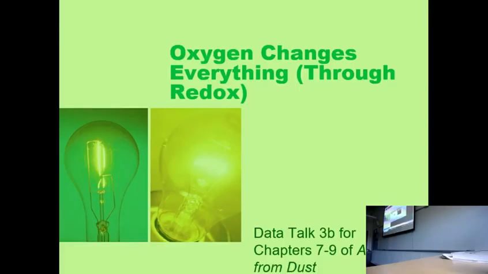So now, once manganese produces oxygen, then oxygen changes everything. And oxygen changes everything through redox potentials. That's why I don't produce this, but it's kind of interesting. Redox potentials don't become important until about halfway through Earth's history.